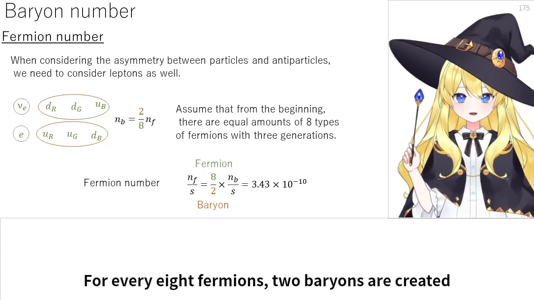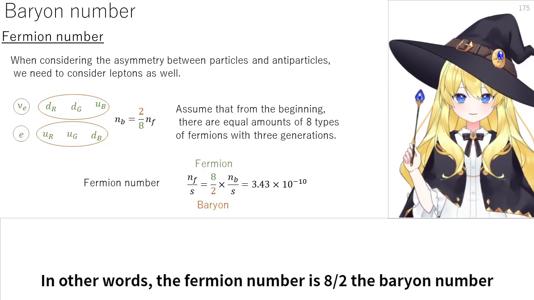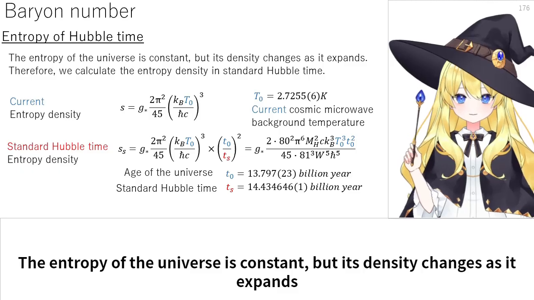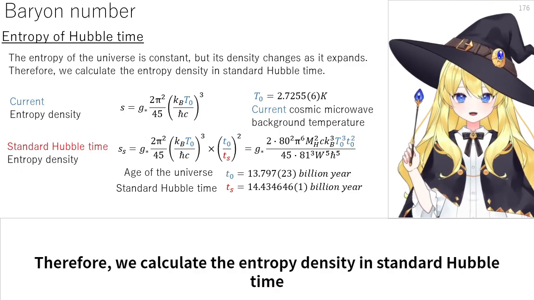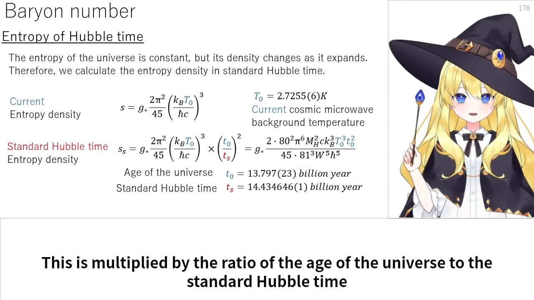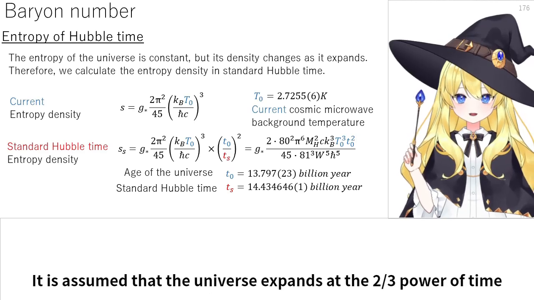For every 8 fermions, 2 baryons are created. In other words, the fermion number is 8/2 times the baryon number. The entropy of the universe is constant, but its density changes as it expands. Therefore, we calculate the entropy density in standard Hubble time. This is multiplied by the ratio of the age of the universe to the standard Hubble time. It is assumed that the universe expands at the 2/3 power of time.